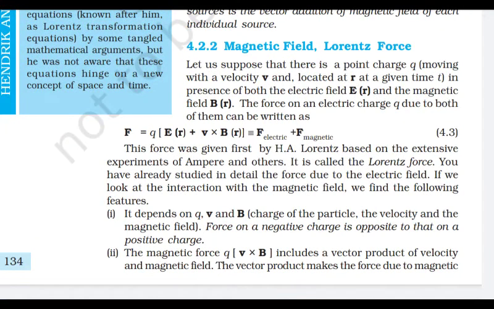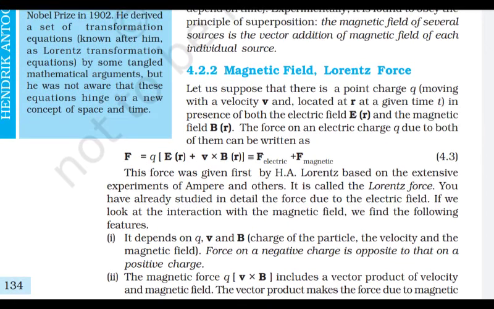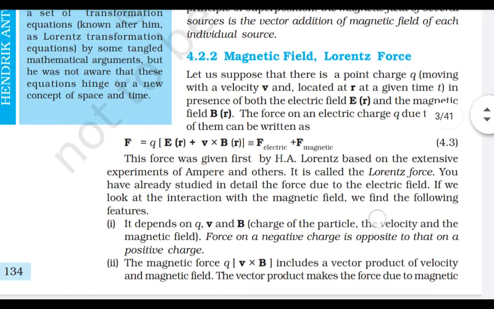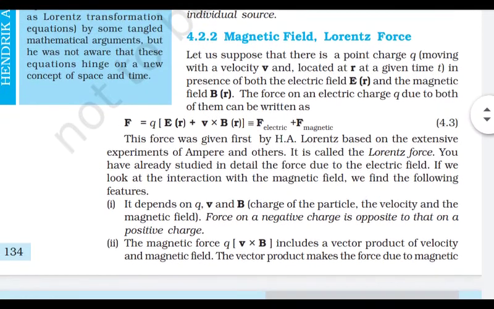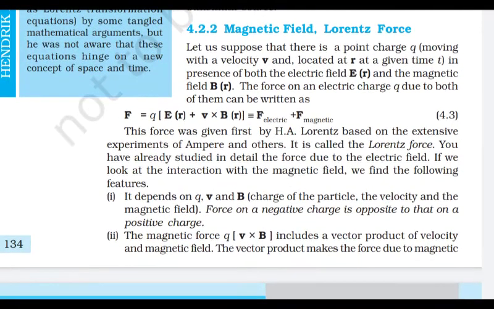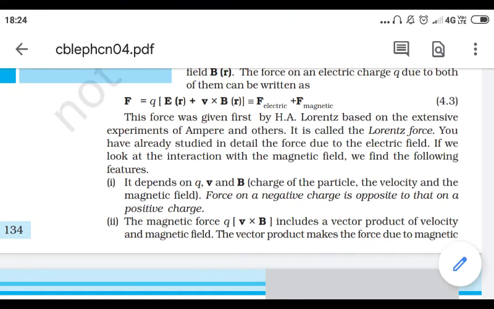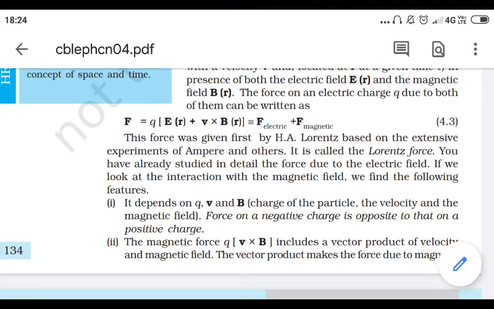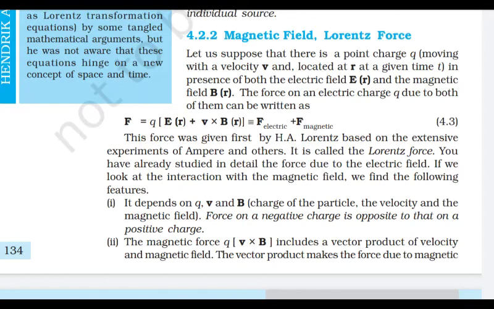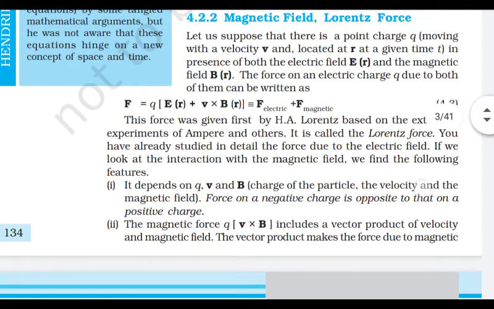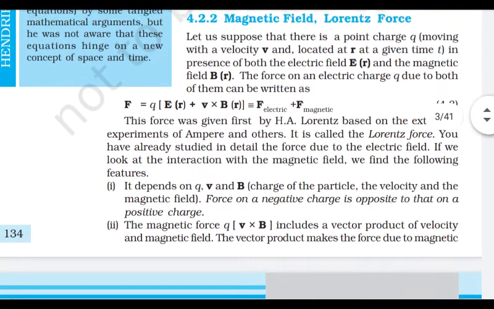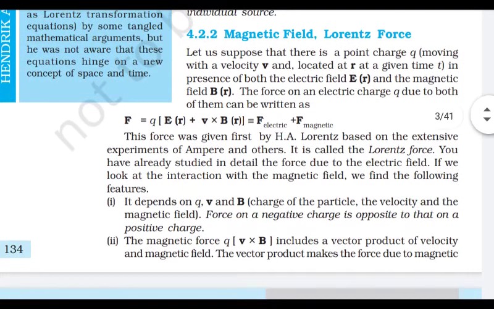So let us see what section 4.2 says. Suppose there is a point charge q with velocity v located at r at a given time t, in the presence of both electric field E and magnetic field B. Then the force on the electric charge q due to both fields can be written with the first term Q into E due to the electric field, and the second term due to the magnetic field. This force was given by Lorentz, so it is called the Lorentz force.